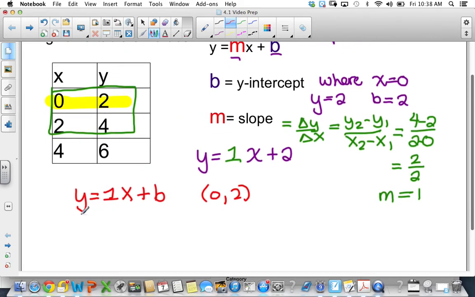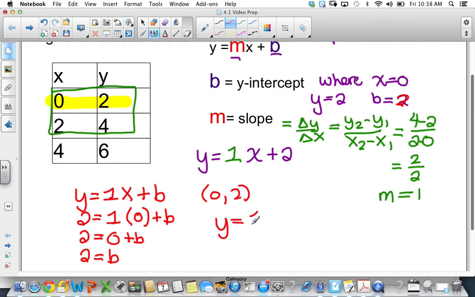So y is 2. 1 times 0, notice I'm putting that in parentheses, plus b. So we have 2 equals 0 plus b. Therefore, b is 2. And that's exactly what we found up here and in the table. But again, if it's not provided in the table, or it happens to be a fraction, you're going to have to solve it algebraically. So again, the formula for the equation is y equals 1x plus 2. Any point on this line will satisfy this equation.